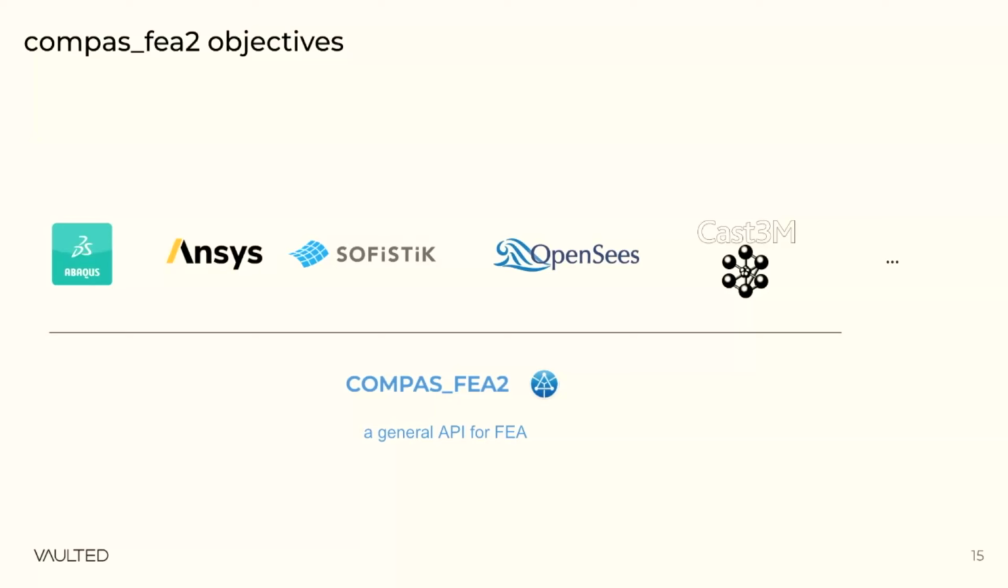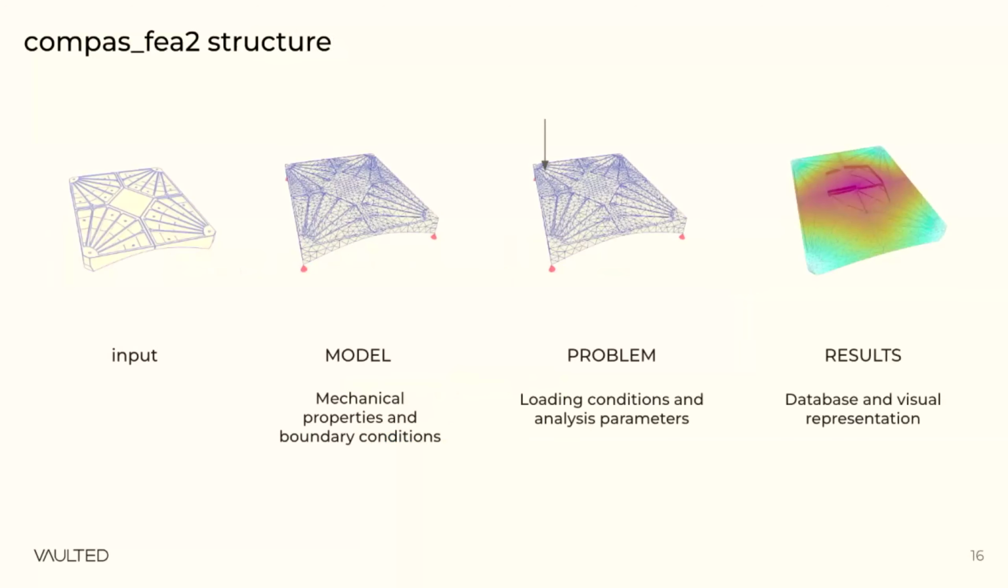So we create a unique language to be able to run analysis in one of the software. So I could do with the same language, the same script, the analysis for the same problem with Abaqus or ANSYS or OpenSees, as I wish to choose. So this is the objective behind COMPAS FEA2.